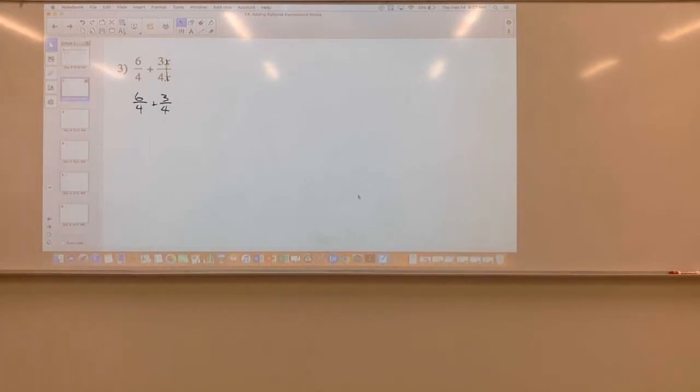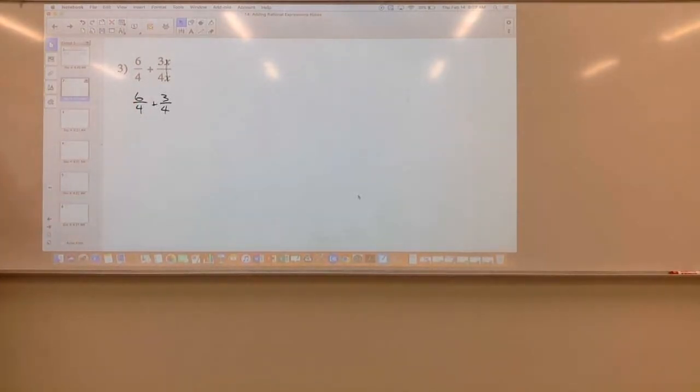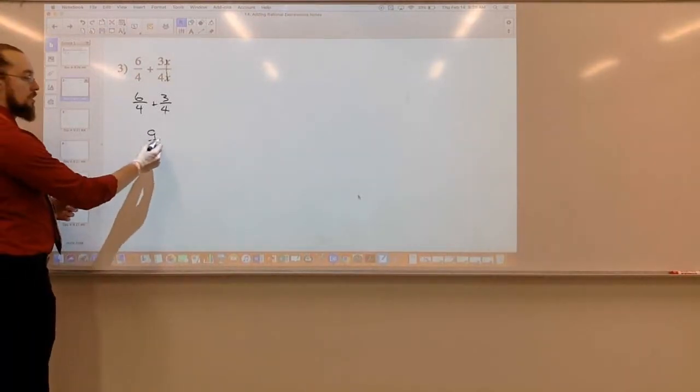Now I do have common denominators. So now I can just add the numerators together. And I would get 9 over 4.